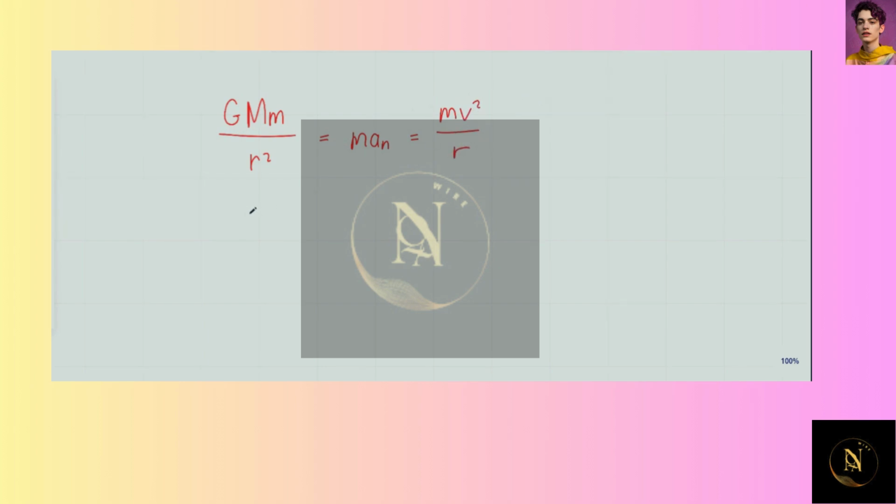So what this means is that G M is equal to r v squared. So given our data for Venus and the Sun, we have that the radius of the orbit r is equal to 108 times 10 to the 6 kilometers, which is 108 times 10 to the 9 meters.